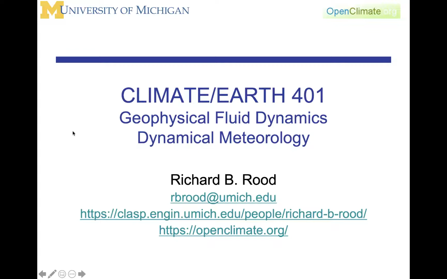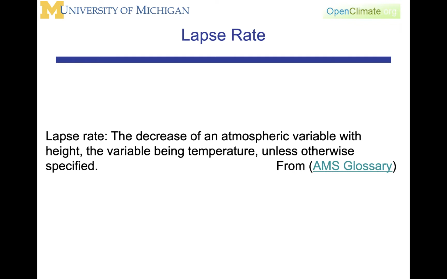In this lecture in Climate and Earth 401, I'm going to talk about the lapse rate. The lapse rate is the decrease of an atmospheric variable with height. Usually that variable will be temperature. Hence, unless otherwise specified, as in this definition from the AMS glossary, the lapse rate is the change of temperature with height. It might also be the change of potential temperature, but some sort of temperature variable.